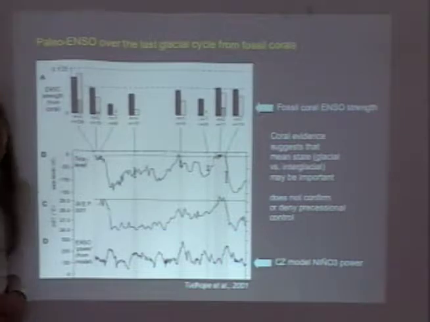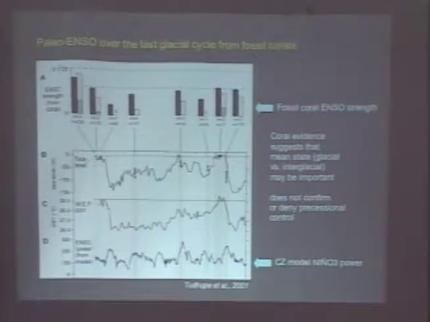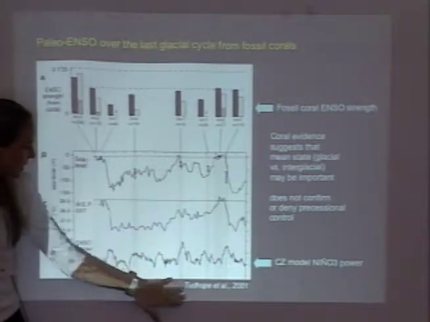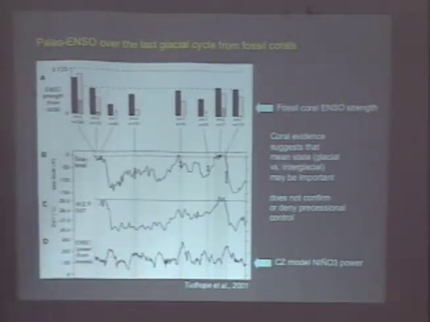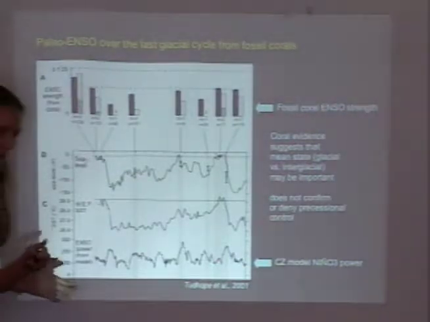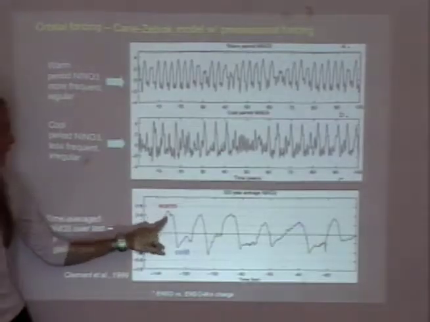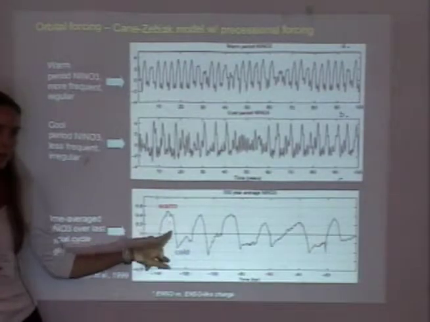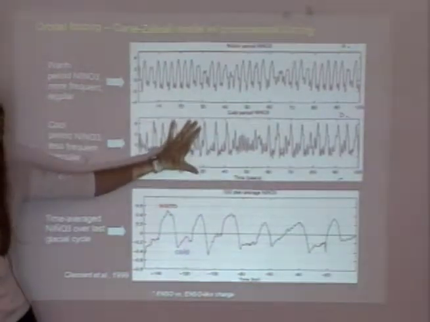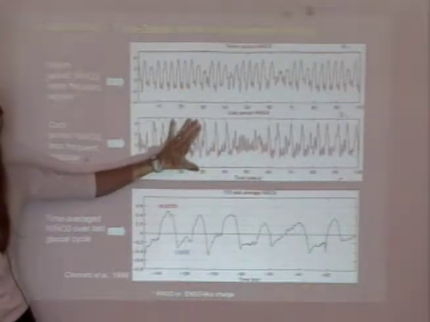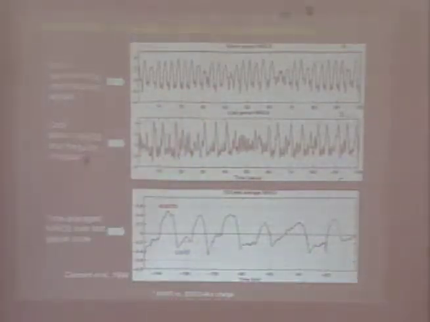And that's actually harder than it sounds, unfortunately. We have some new records coming out that are going to be exciting, hopefully, but so far it has been more difficult than we would like to test this theory. So this is work from a colleague of mine, Sandy Tudhope, using fossil corals that grew over the last glacial cycle. So what he's asking, if you can go back one maybe, is if we get corals from this warm period and this cold period, are they going to show us this El Nino versus this El Nino? That would be good. That would be strong confirmation potentially of the Clement results.